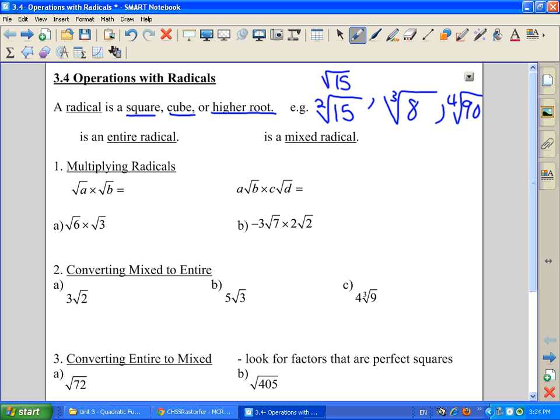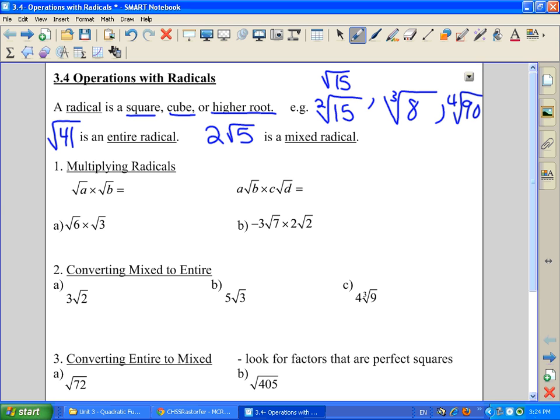So when you take a look, ladies and gentlemen, at a radical, you can either take the square of it, the cube of it, or a higher root like we have here. Okay, just take a look. If I have root 41, that is the entire radical. Okay, it's called an entire radical, where if I have 2 and then root 5, that is a mixed radical.